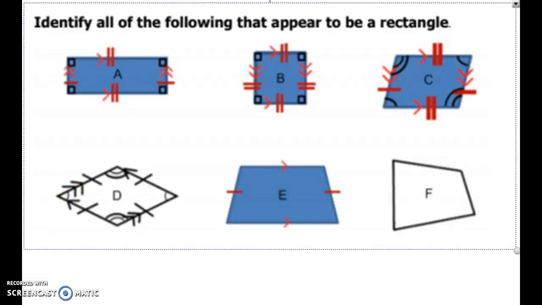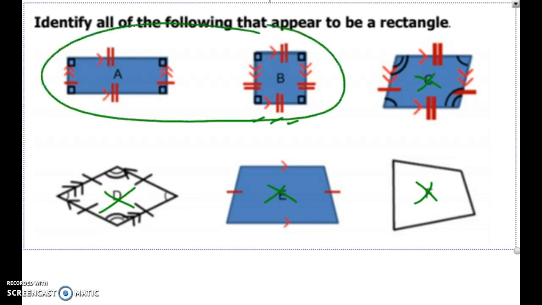Another one that tripped people up was, which of these appeared to be a rectangle? Well, we know rectangles have 90-degree angles, so we can get rid of all the ones that do not have 90-degree angles. So the difference between A and B. Let's see, a rectangle needs 90-degree angles. B has that. A rectangle needs two sets of parallel sides. B has that. A rectangle needs opposite sides that are equal. B has that.